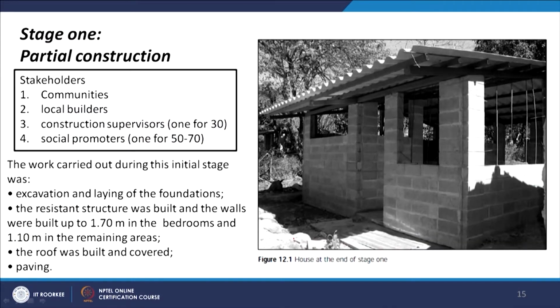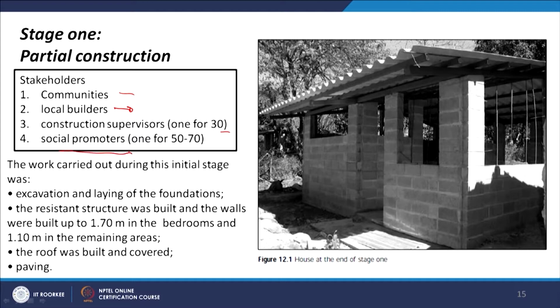So as I discussed with you, there are 3 stages. Stage 1 is a partial construction. Who are the stakeholders here? The communities also provided some informal, unskilled labor in this process, and the local builders, because a group of local builders were hired by the contractors, and construction supervisors for every group of 30. So you have 1 supervisor looking at it.